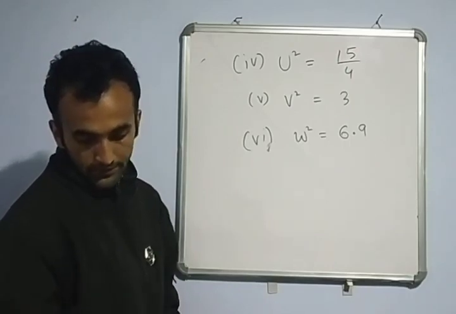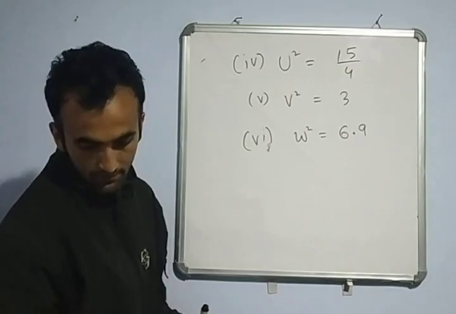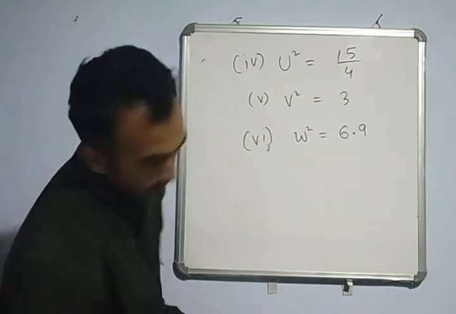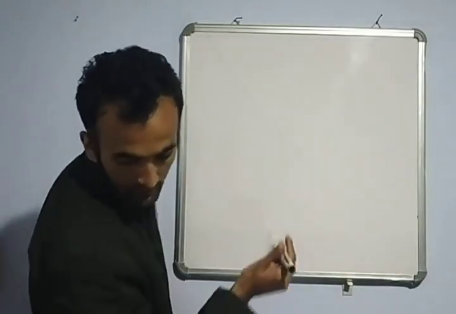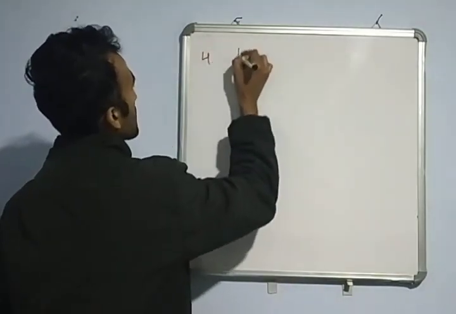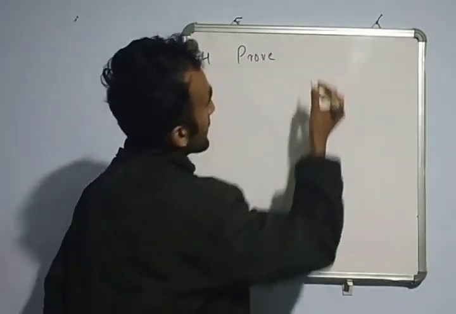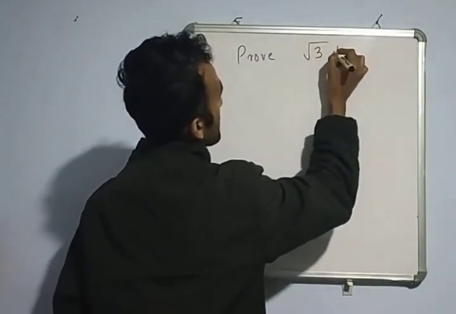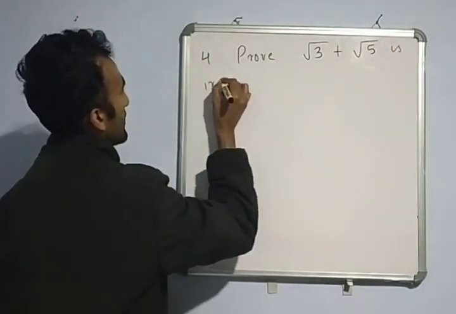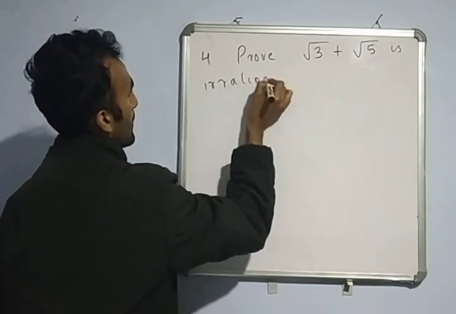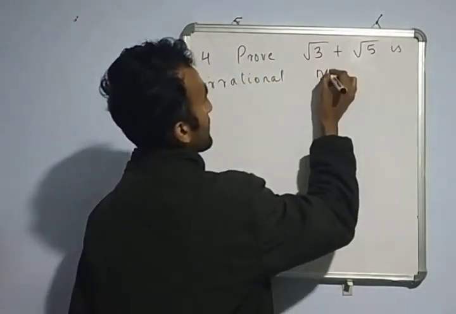Now, you can just note down these questions which you have to do by yourself. Last problem left. Now the last problem is: prove that root 3 plus root 5 is irrational. I have to prove that this is an irrational number.